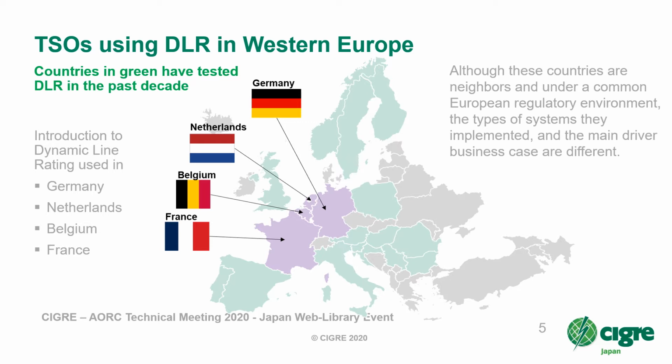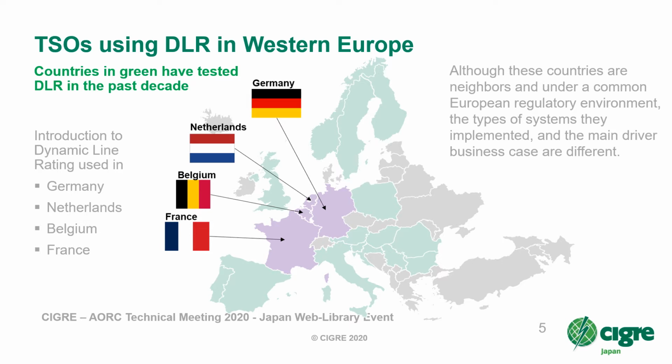In Europe, most countries have tested some kind of dynamic line rating system in the past decade. The countries marked in green and purple on this map have conducted pilots in the past. Of these, I'll introduce applications in Germany, Netherlands, Belgium, and France, as each of them have strong impacts from power flows caused by renewables and use dynamic line rating to help them manage these impacts. These countries are interconnected neighbors and are subject to some common European rules about how to use transmission capacity.